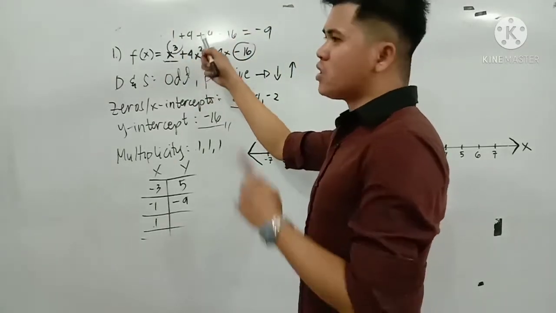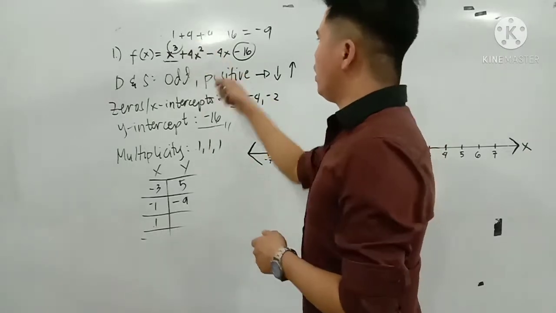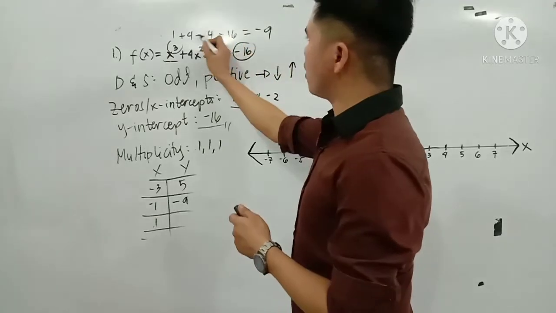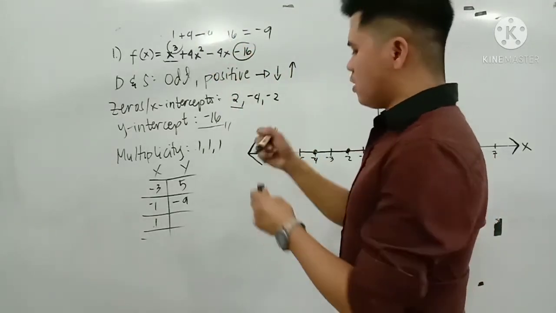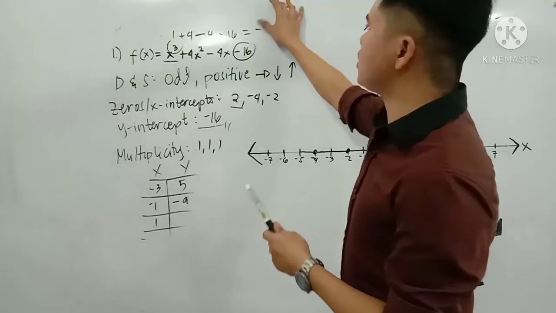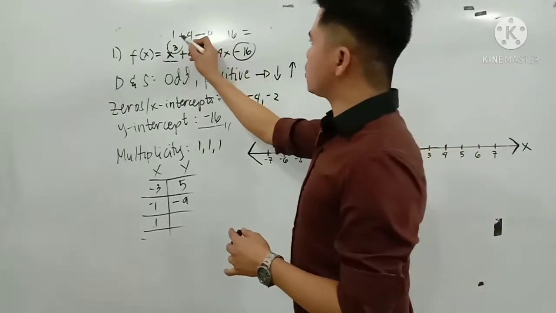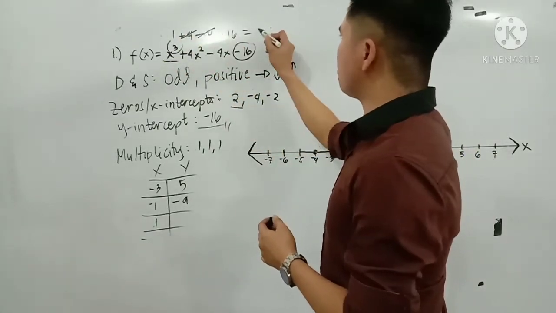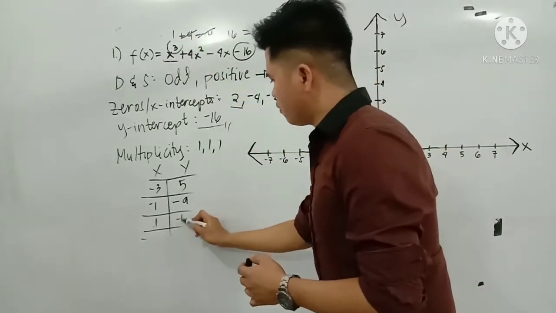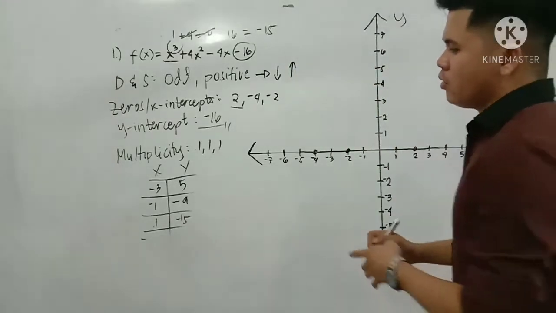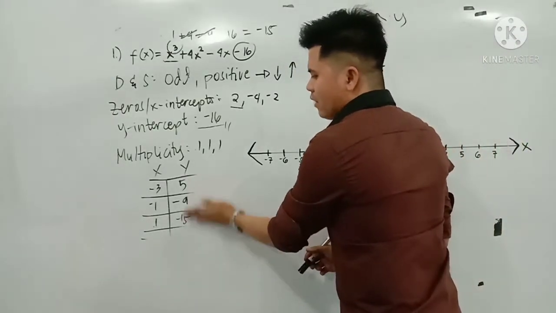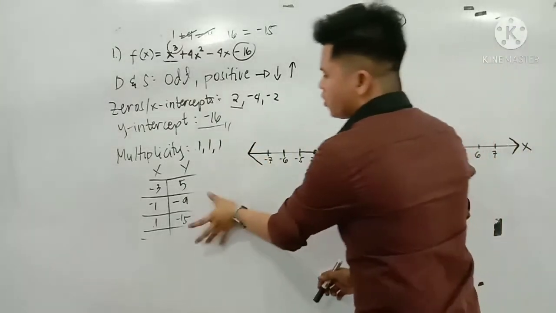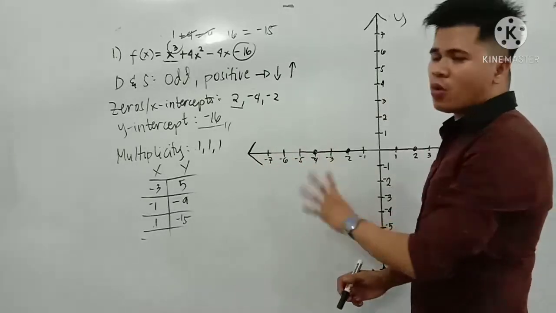Then 1 squared is 1 times 4 is positive 4. Then 1 times negative 4 is simply negative 4. And copy the constant, negative 16. And now let's evaluate. So these two are cancelled. They are additive inverse. So 1 minus 16 is simply negative 15. So these are our other points that we need to plot in the Cartesian plane because it will serve as the turning point of the graph.